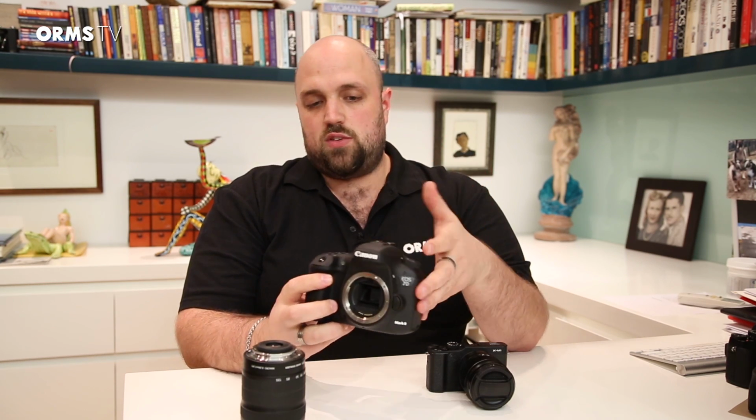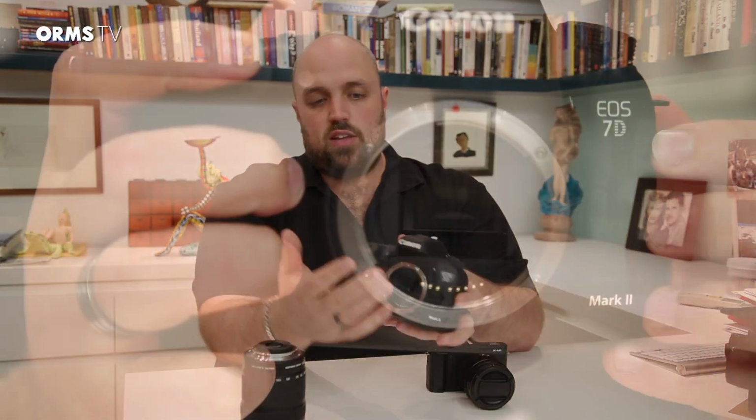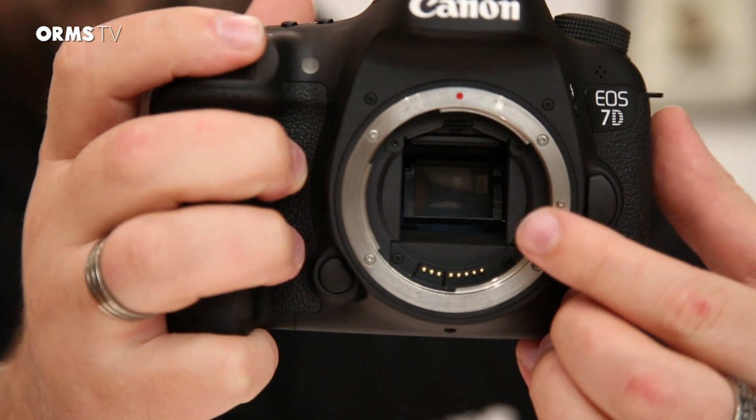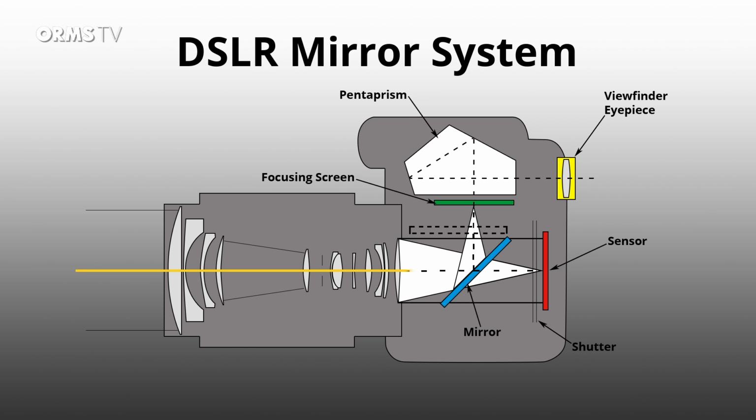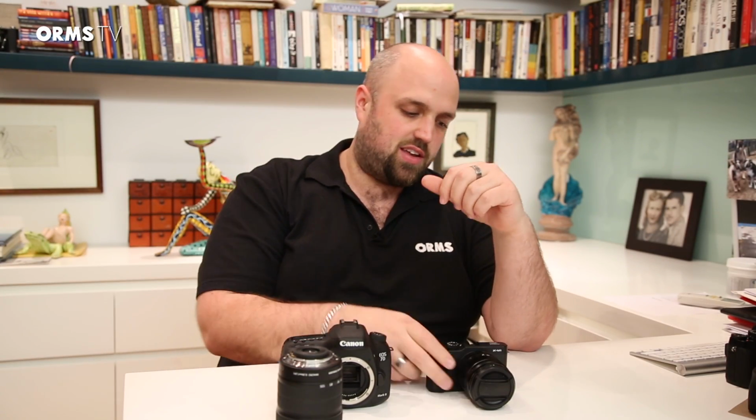Now, why is it called a DSLR? Effectively on the inside there is a mirror assembly, and behind the mirror there is a shutter. As the light passes through the lens into your camera, it reflects off the mirror up into a pentaprism, and that is effectively what you're looking at as you're looking through the camera doing your photography.